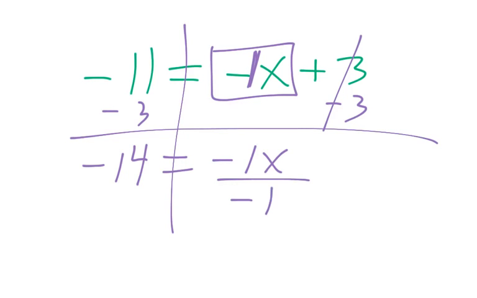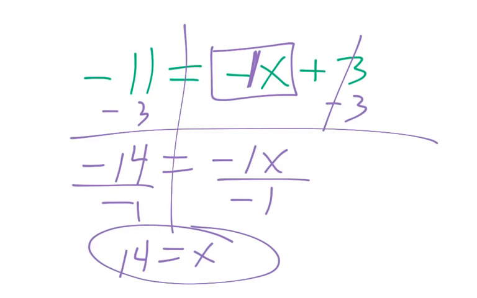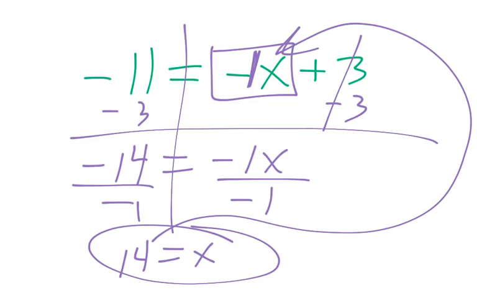Last step would be divide by negative 1. A negative divided by negative is positive, so x equals positive 14. If you want to check that, you could plug it back in, and that does, in fact, check out. Okay?